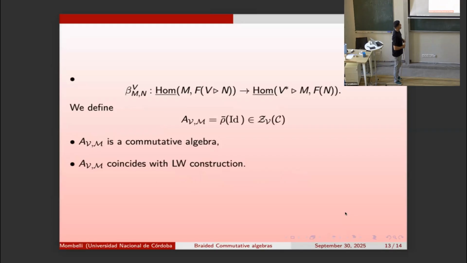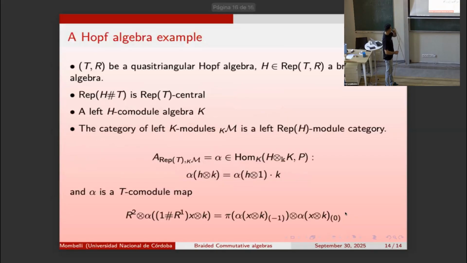And this algebra coincides with the construction of Robert and Walton. And so at last, we could give an explicit calculation in the case of Hopf algebras, and in the case of the examples of bosonization of Hopf algebras.